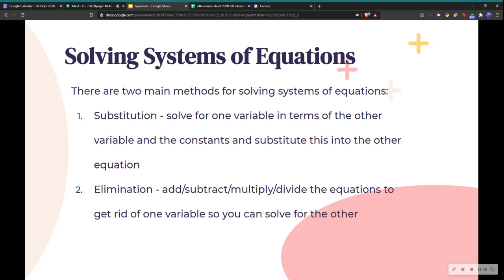And the second method is elimination. So you can add, subtract, multiply, or divide the equations. Usually we just add or subtract. That's what we're going to focus on for today's topic. But you can also multiply and divide them in some cases. But we won't do that in today's lesson. So you can do arithmetic to the equations to get rid of one variable so you can solve for the other. And I will show an example of that as well.